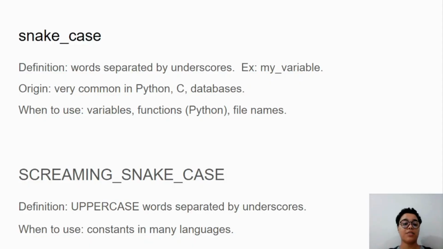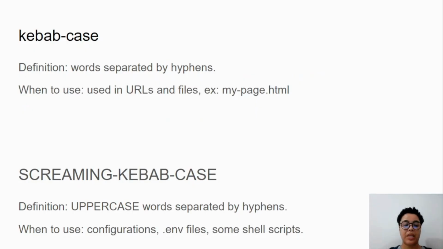We also have SCREAMING_SNAKE_CASE. In this case, we use uppercase words separated by underscores. And when to use it? When we want to create constants in many languages.